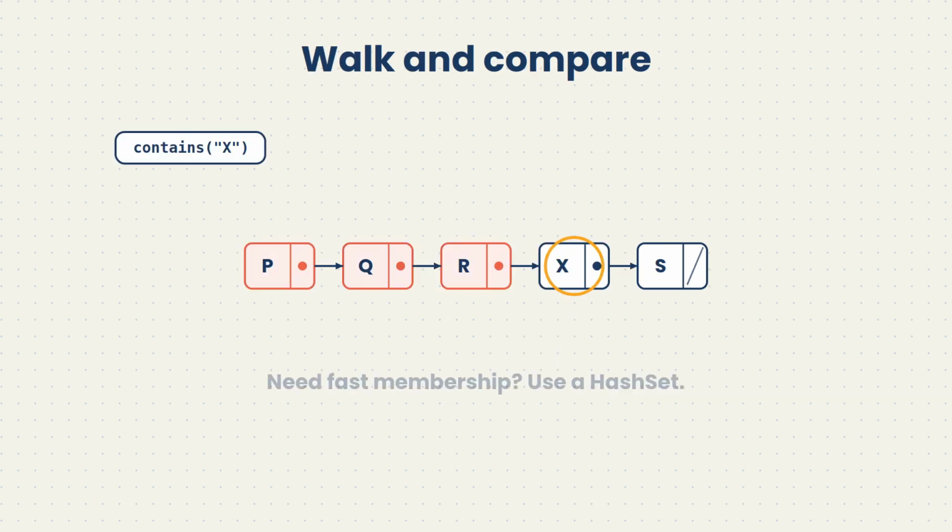What if you are looking for a value, not a position? Just like an array, a linked list has no shortcut. It starts at the head and compares each node's data one by one until it finds a match or hits the end. Searching is O of n, and if fast membership checks are what you really need, a hash set from our earlier video is still the right tool.